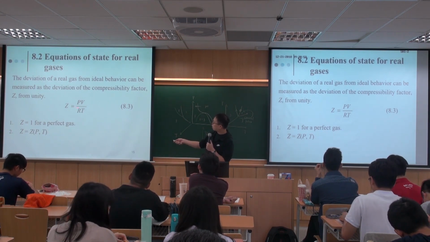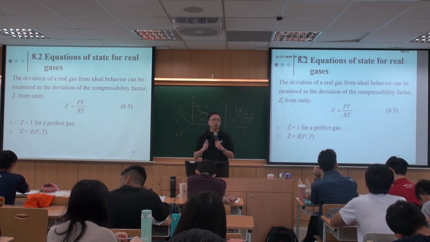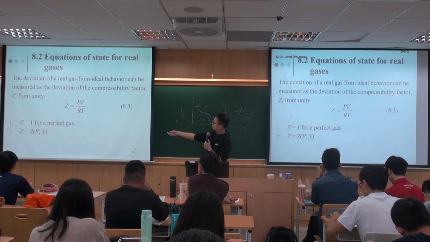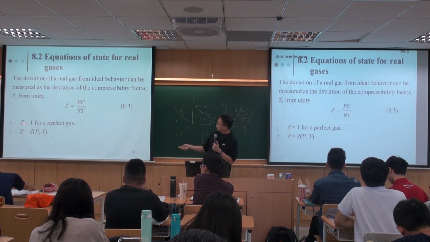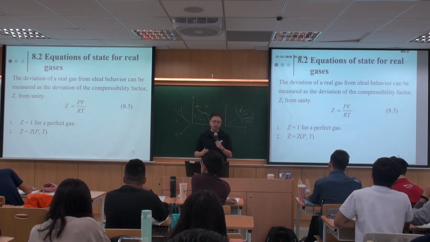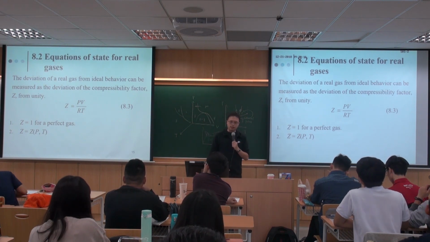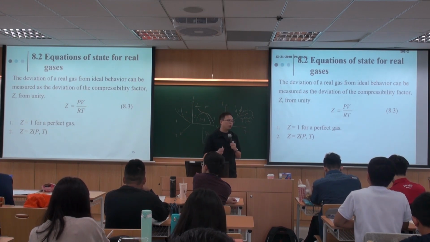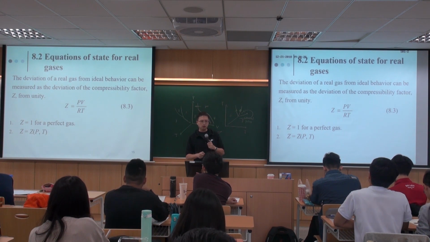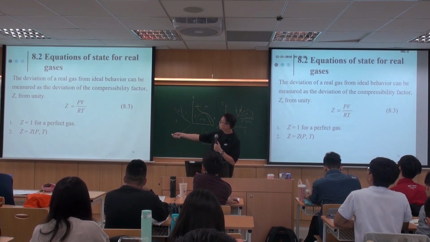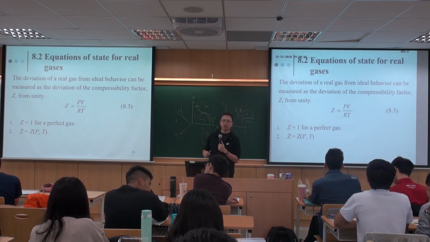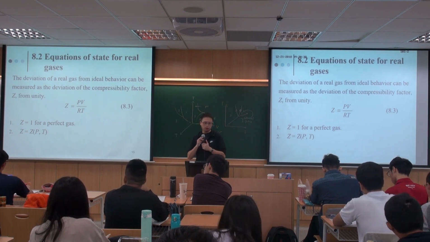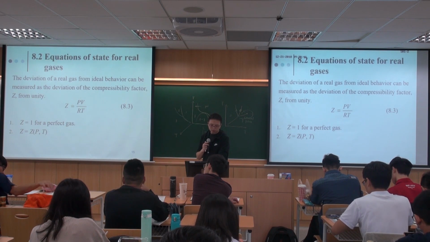Therefore, PV over RT should be close to 1. Right? If it's 1 mole of ideal gas, this factor, PV over RT, should be close to 1. So therefore, Z equals 1 for perfect gas, or the perfectly ideal gas. But in reality, this factor, PV over RT, is typically a function of pressure and temperature. So, which means that for real gas, if you measure PV over RT, this number will not be 1. This number will be 1 only when the pressure is low, and only when the temperature is high.